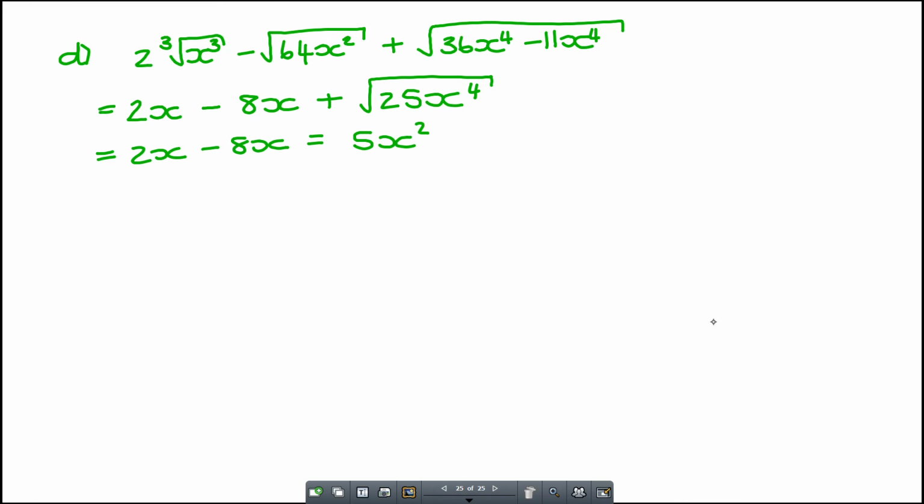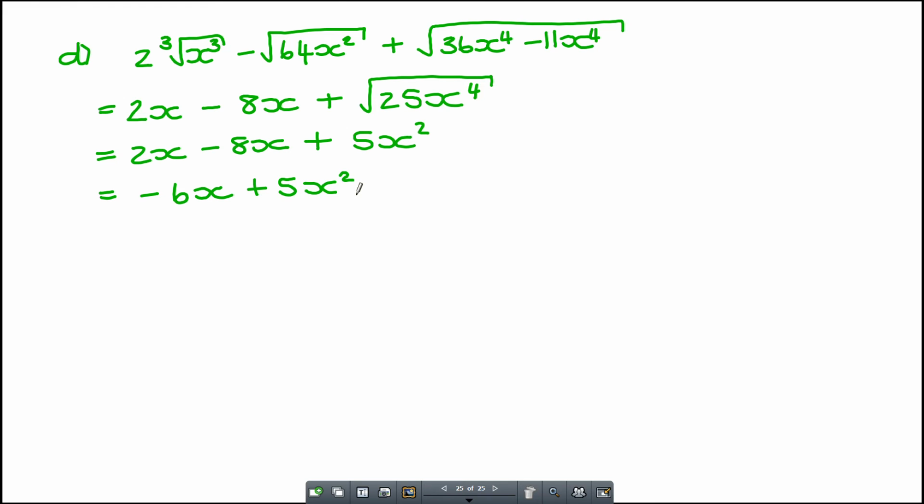Okay, these first two, 2x minus 8x will give me minus 6x, and then plus 5x to the power of 2. You guys good? Okay, now I still got 3 minutes.